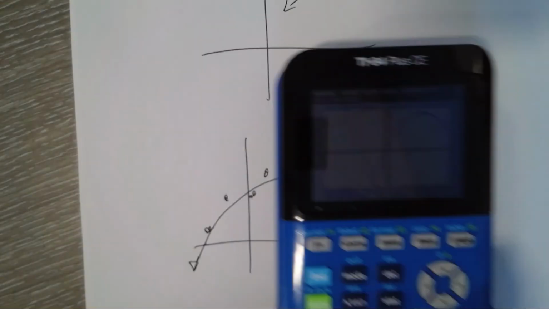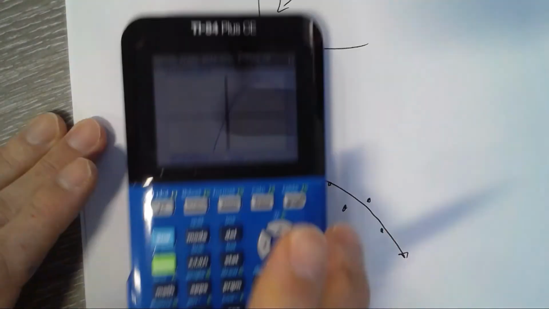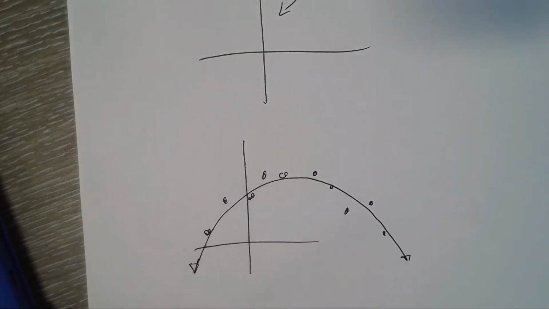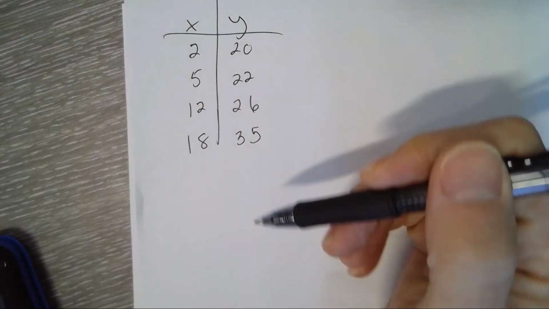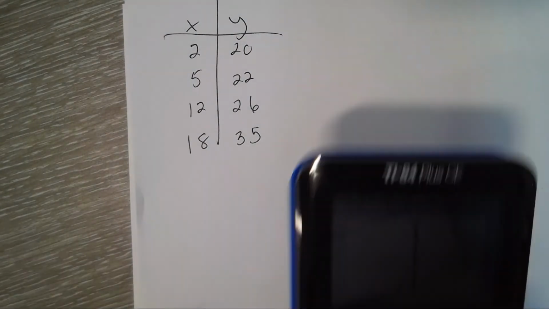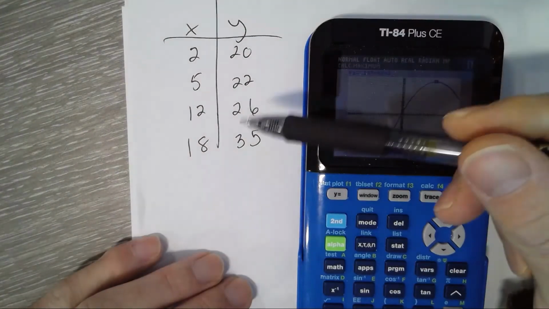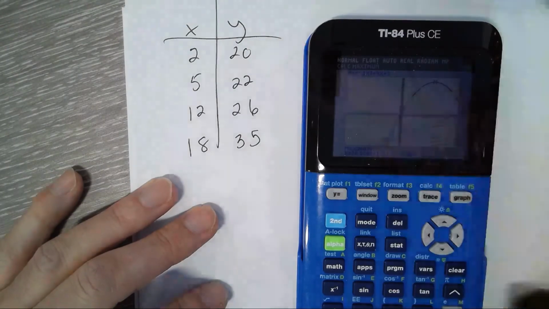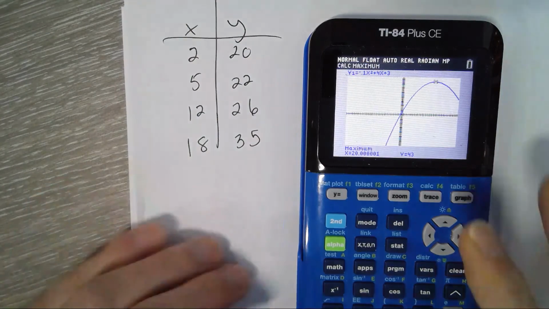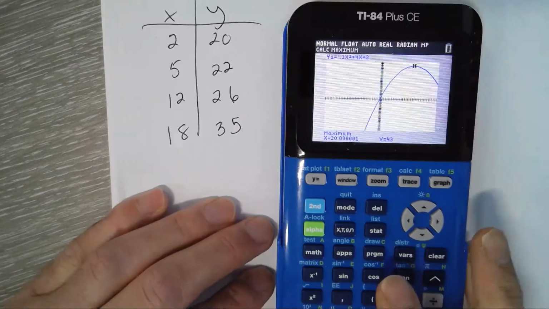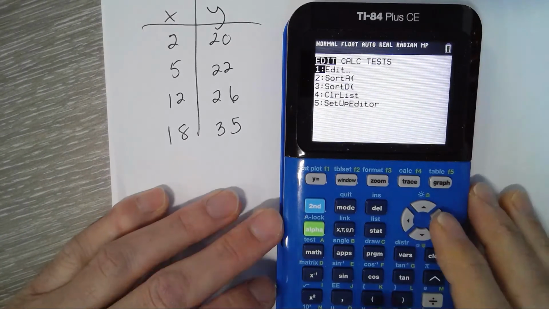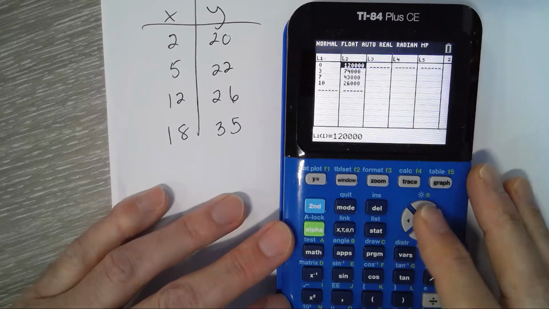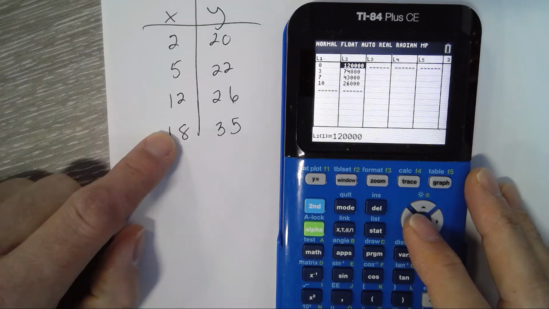So let's say we've got just a nice simple XY table, and we can talk about what they represent, but it really doesn't matter at this point. I'm just going to show you how to do it on the calculator. So if we're trying to find the line of best fit just with these 4 dots, 2, 20, 5, 22, and so on, we would go to stat, and you could edit and put the x's in one list and the y's in the other list.